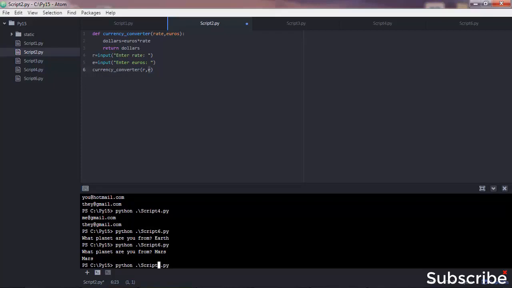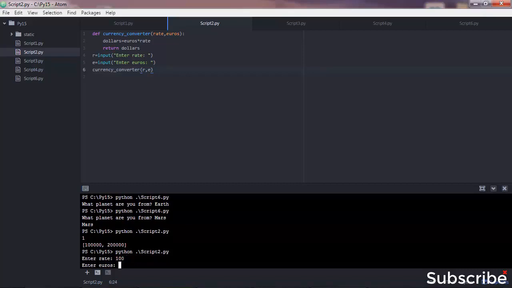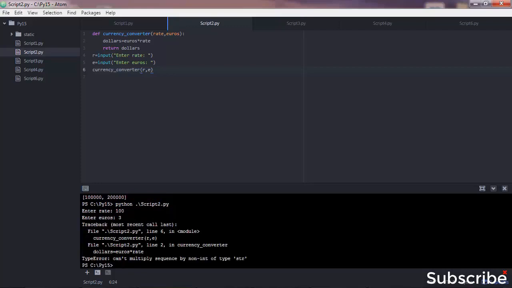So let's execute script number 2. This is not the error I was talking about. This is because I forgot to save the script. So let me execute it again. And so we are now asked to enter the rate. Let's say 100. And euros, let's say 3 euros. Why not? And here is the error I was talking about.